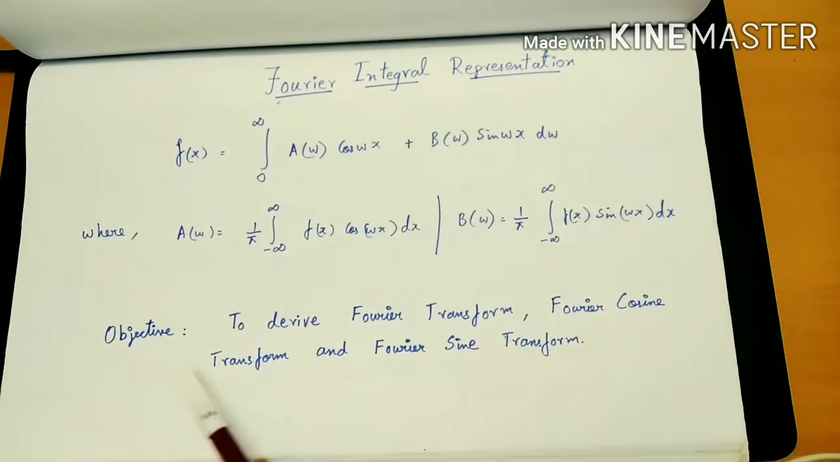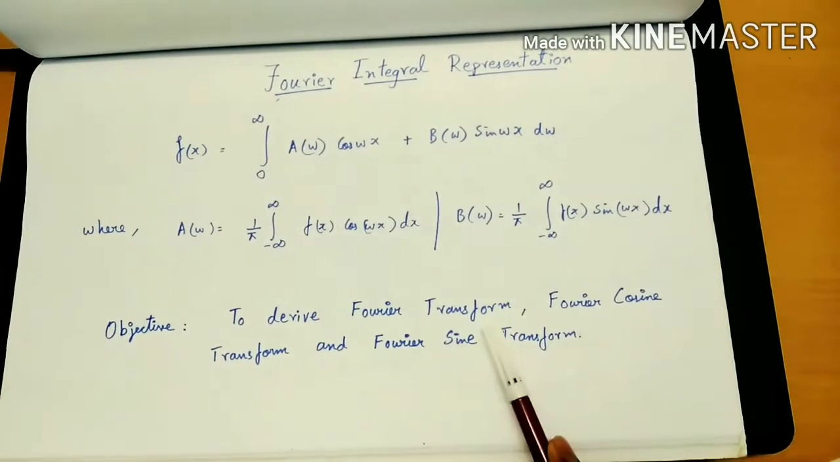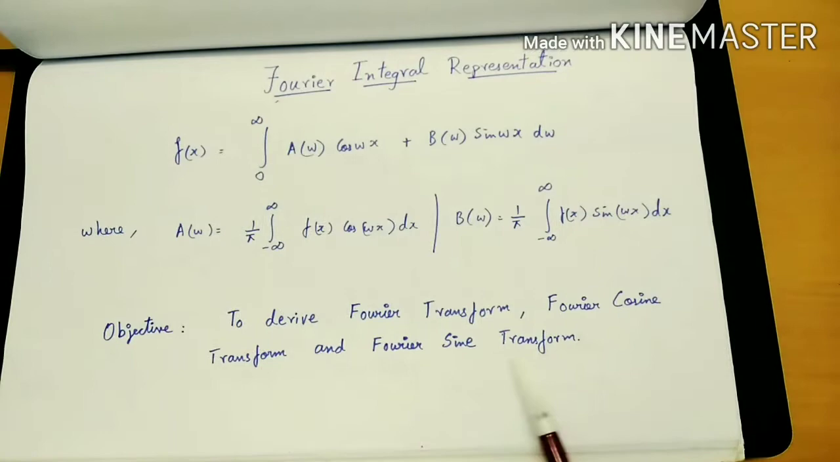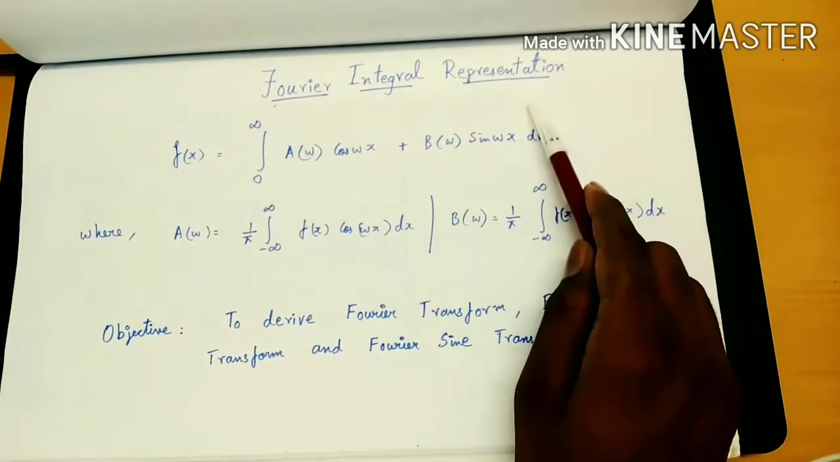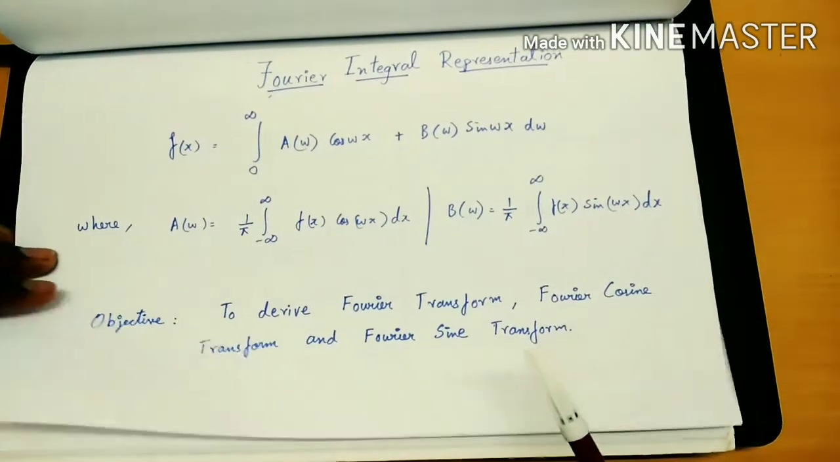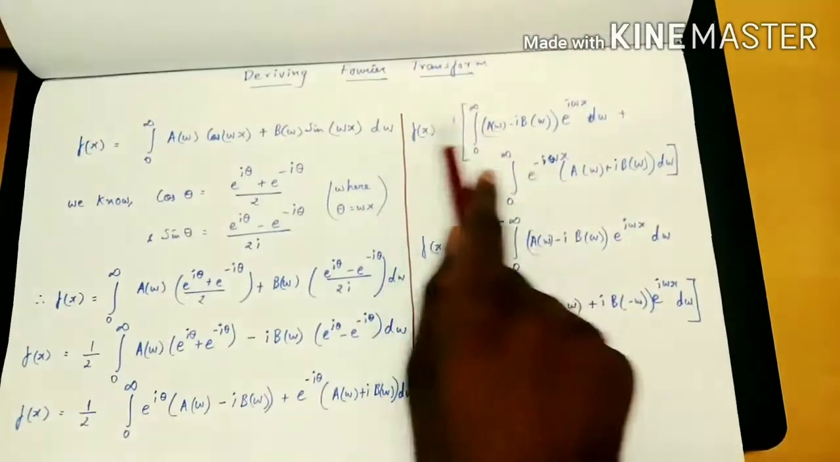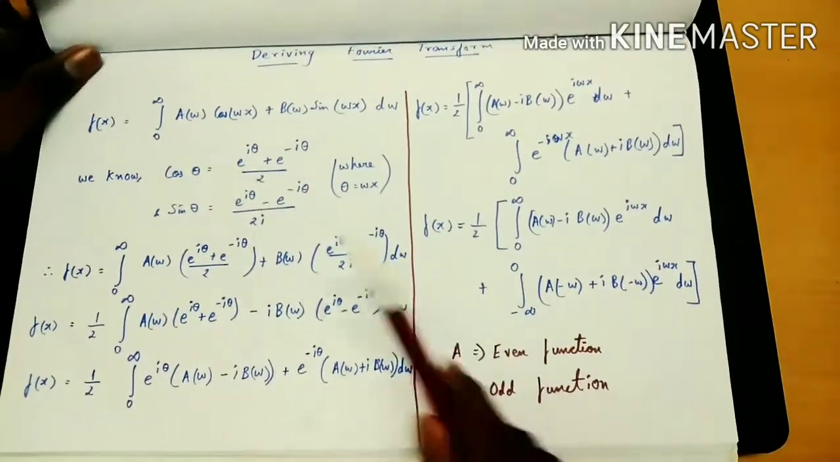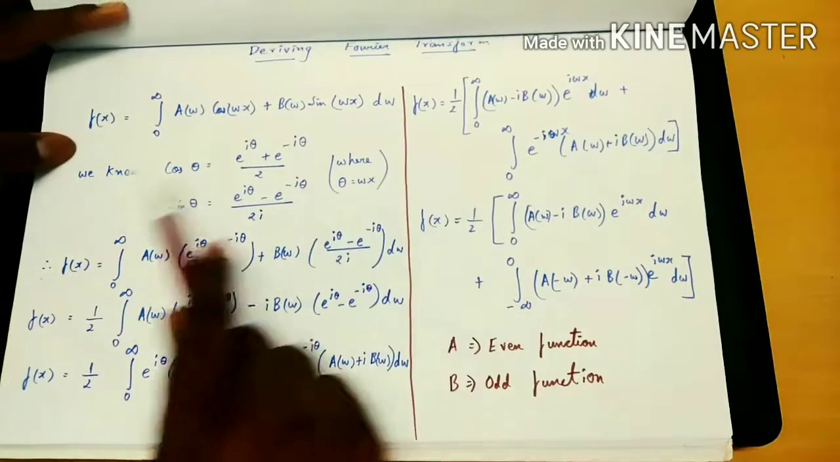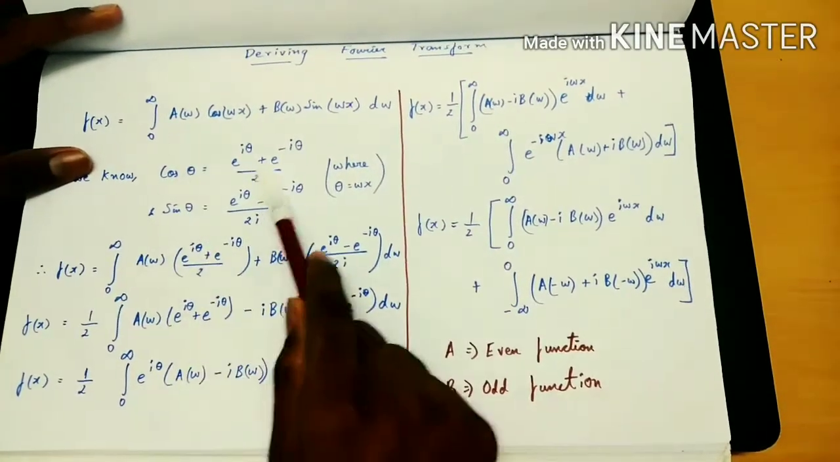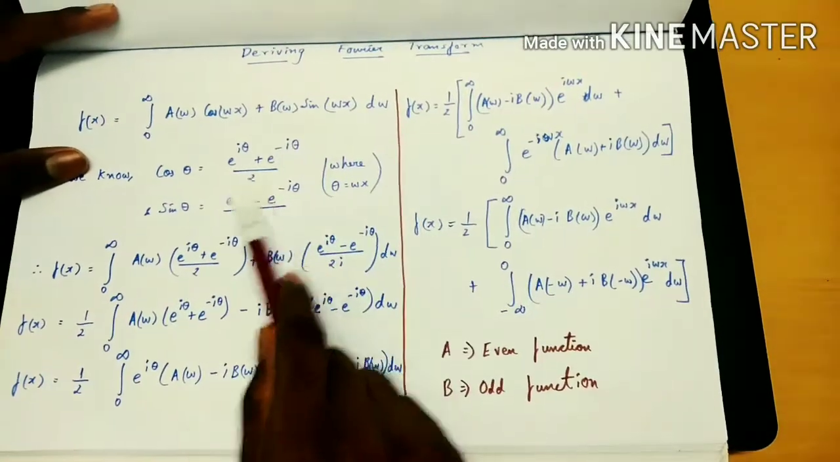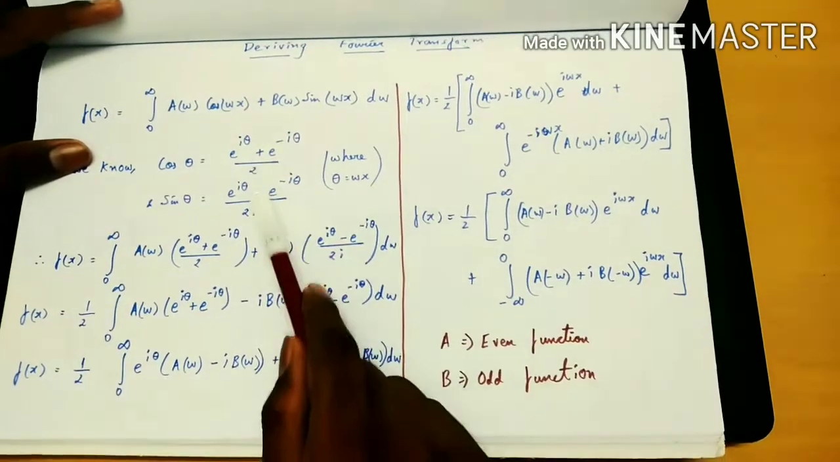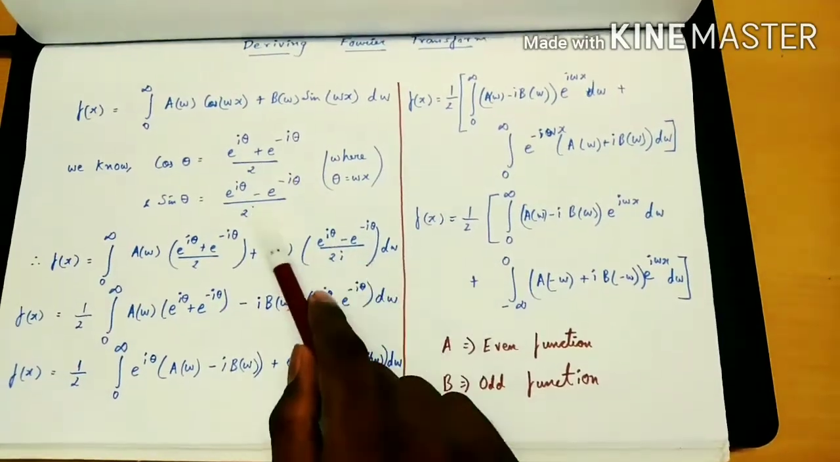So the objective of this video is to derive the Fourier transform, Fourier cosine transform and Fourier sine transform from Fourier integral representation. So let's start with the derivation of Fourier transform. So we have the Fourier integral representation here, and we know that cos theta is equal to e power i theta plus e power minus i theta by 2, and sine theta is equal to e power i theta minus e power minus i theta by 2i.